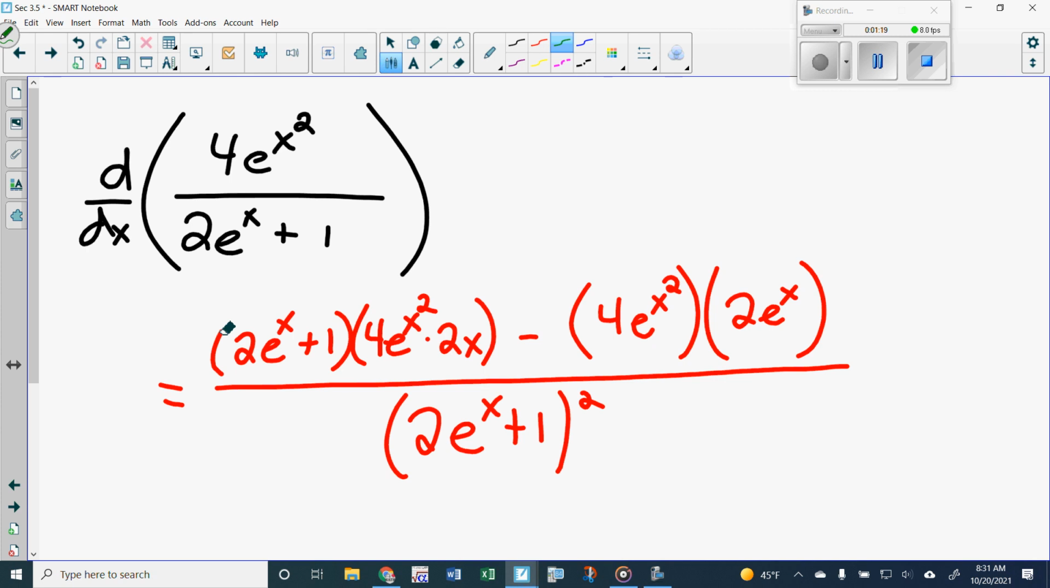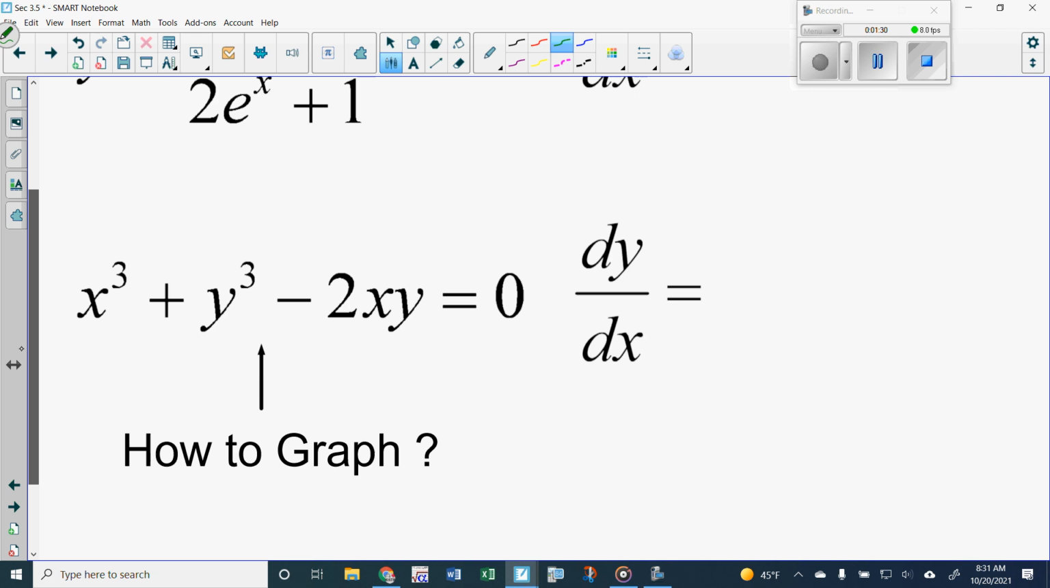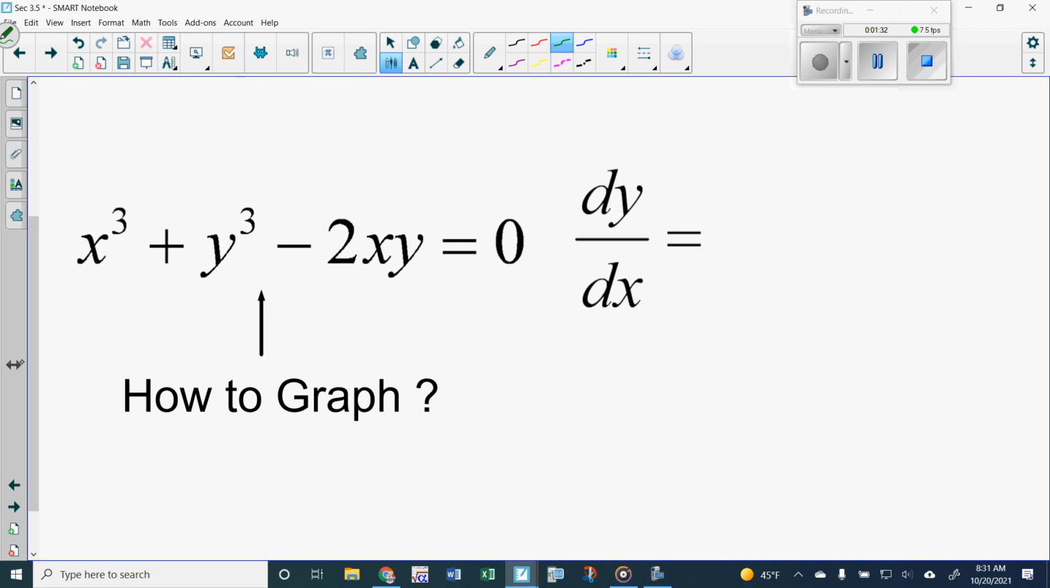And that's when it gets tricky, when you start having quotient rule and you have to use chain rule inside of it, just to keep all that straight of what's going on. Now, that was the top one. Let's say we have the derivative of this. How can we find dy dx?